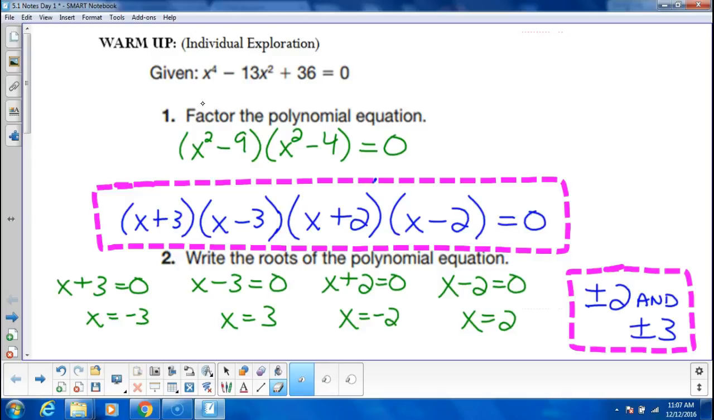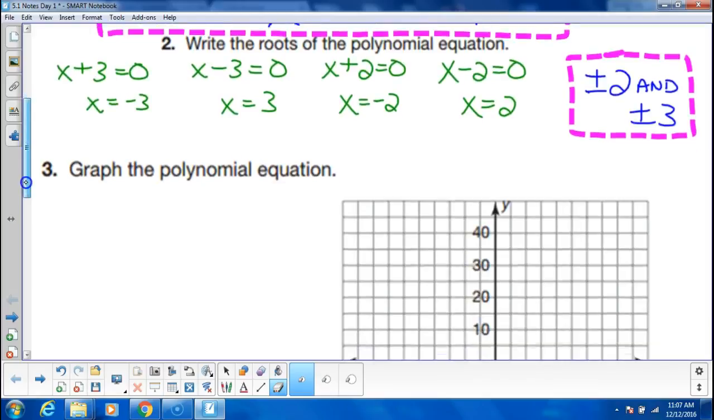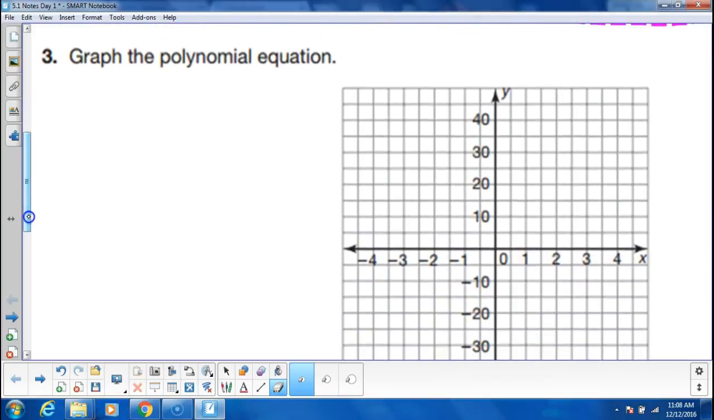All right. Now, the reason I say that is because number 3 says graph the polynomial equation. I don't have a graphing calculator. How are we going to do it? What you got, Max? Plot the zeros that we had, because those zeros are the answers, the solutions, the roots, the x-intercepts, the factors, whatever we want to call them, right?